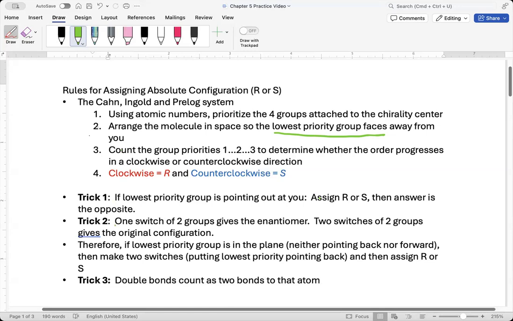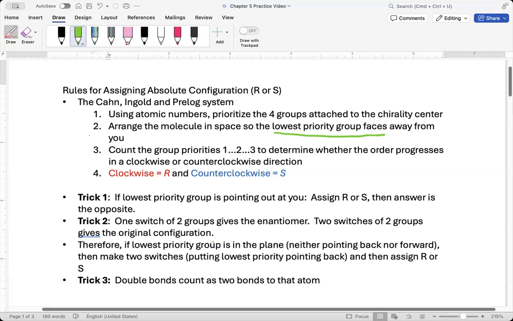The second trick says that if we take 2 of the groups and switch them, so we make one swap, this is going to give us the enantiomer. So for instance, if I have a wedge and I turn it to dash, that means I've switched the groups that are on the wedge and the dash, and this will give us the enantiomer. If I do 2 swaps, so 2 switches of 2 groups, I'll get back to the original configuration.